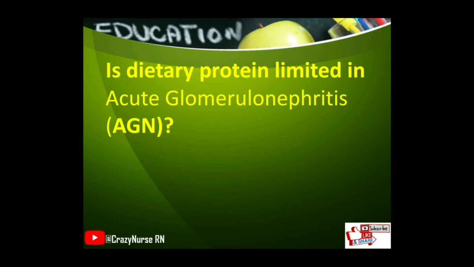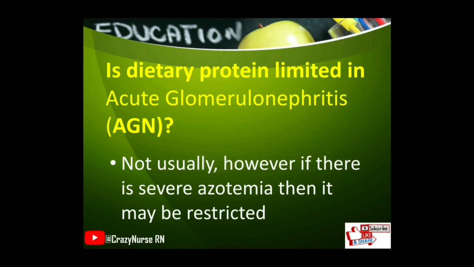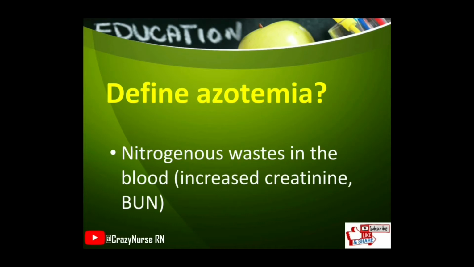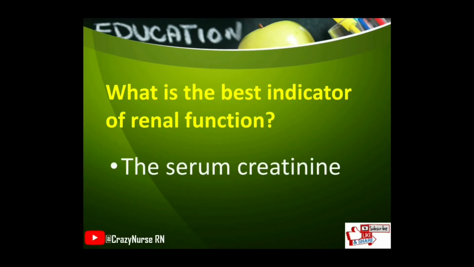Is dietary protein limited in acute glomerulonephritis or AGN? Not usually. However, if there is severe azotemia, then it may be restricted. Define azotemia. Nitrogenous waste in the blood. Increased creatinine and BUN. What is the best indicator of renal function? The serum creatinine.